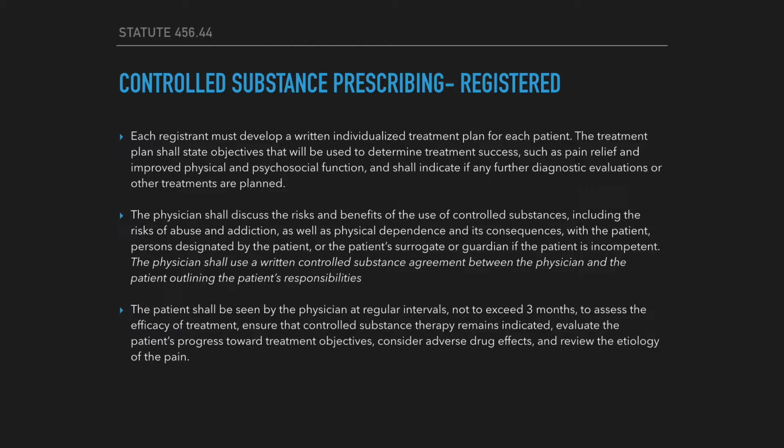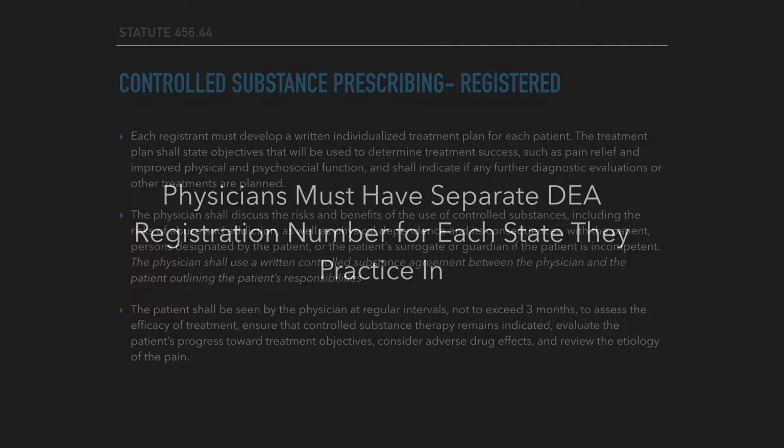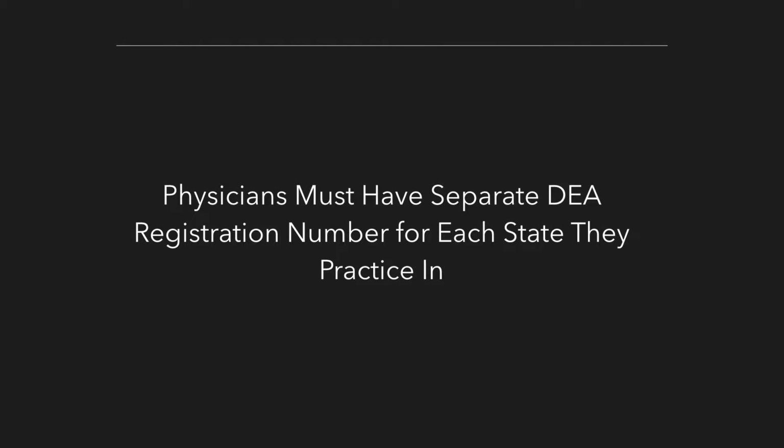The patient shall be seen by the physician at regular intervals, not to exceed 3 months, to assess the efficacy of treatment, to ensure it's still working, progress towards treatment objectives, considering adverse drug effects, and reviewing the ongoing etiology of the pain. Okay? For each state you practice in, you have to have a separate DEA. So if you're in Florida and New Jersey and you're prescribing pain medications, you have to have separate DEA numbers for each state that you're in.